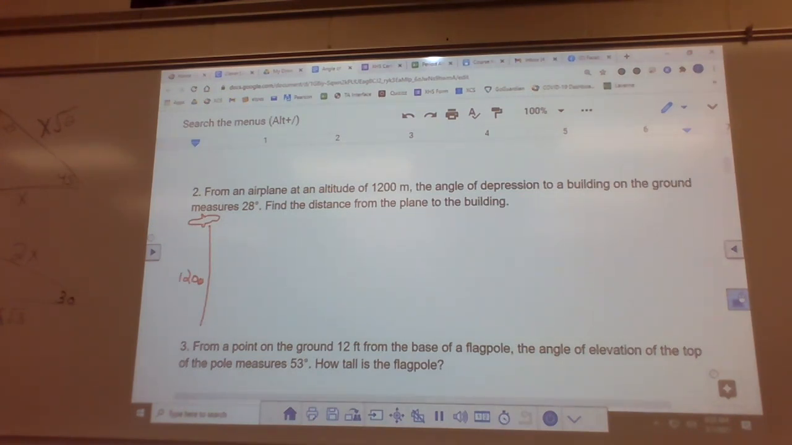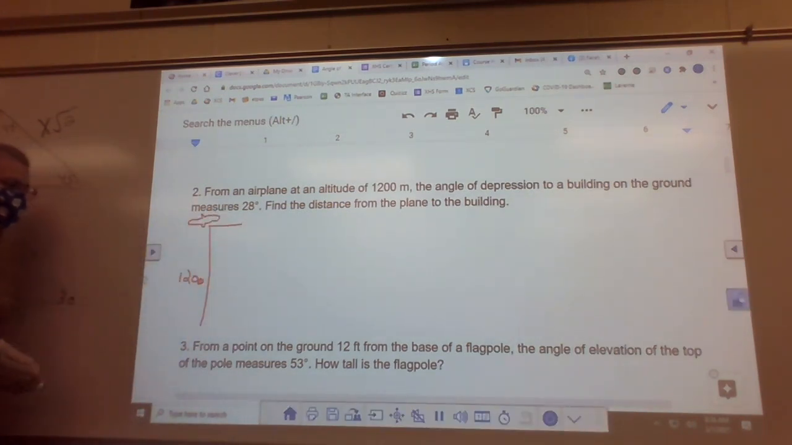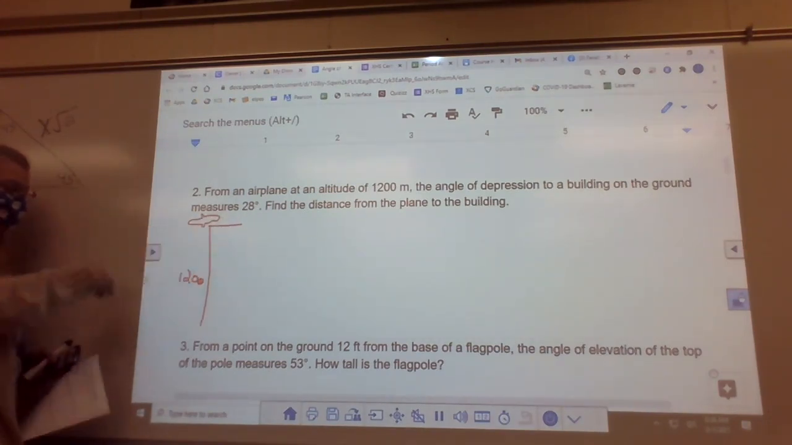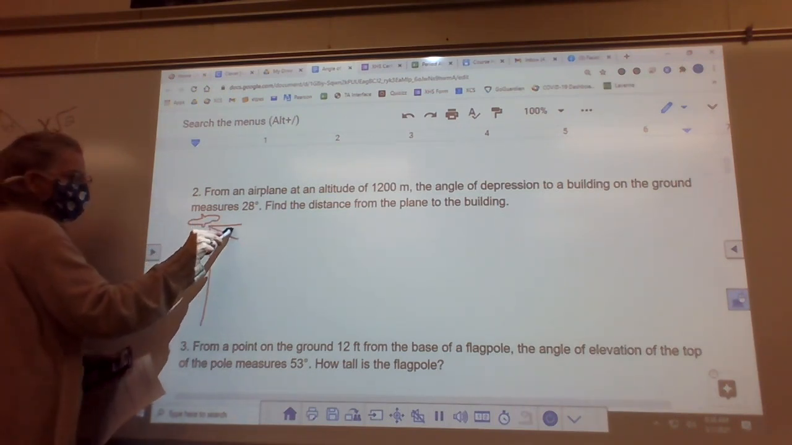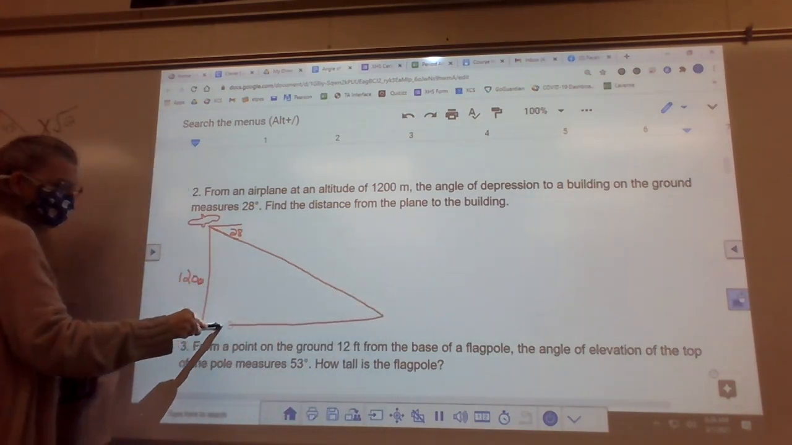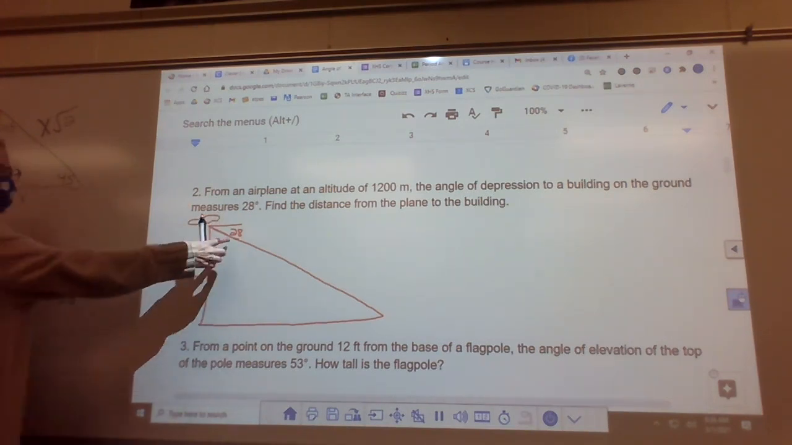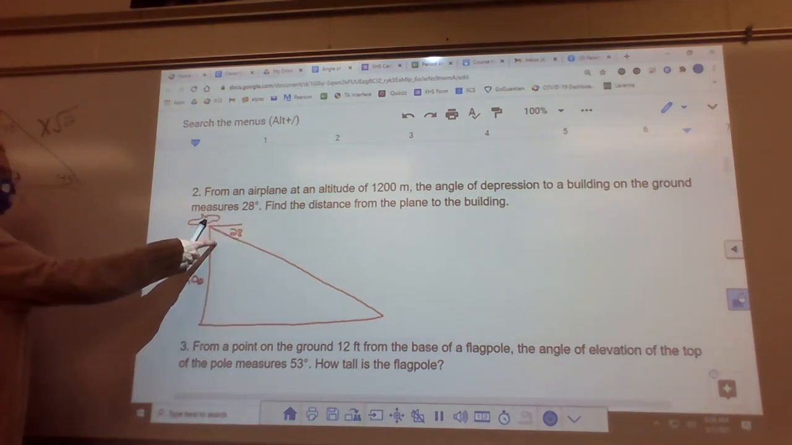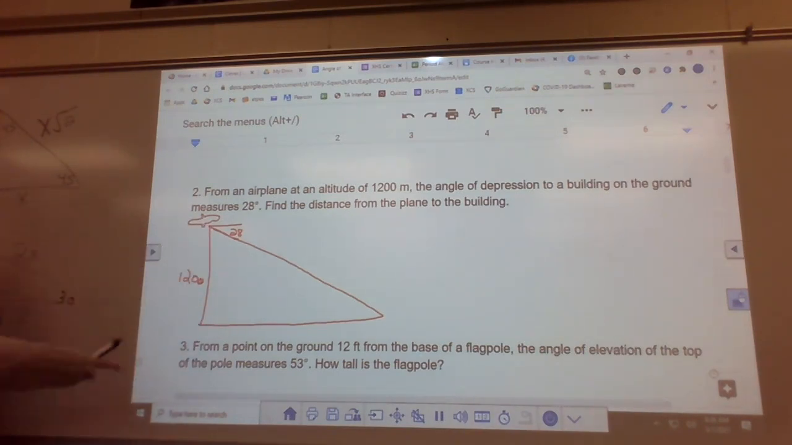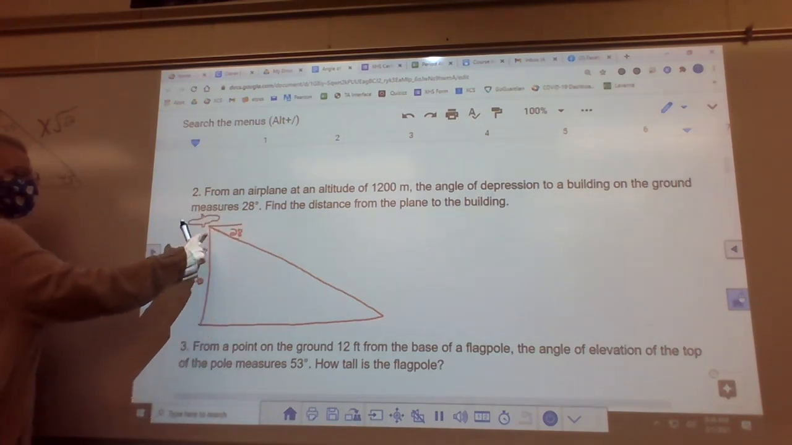Now here's the tricky one. So I've got my plane flying. My plane is going to look down at a building at a 28-degree measure. So there's my triangle. But the 28 isn't really part of the triangle. The 28 is kind of outside, which means I still got to figure out what's inside. That's the tricky part about this particular problem. So if the 28 is this angle, what can I do to find the angle actually inside the triangle?